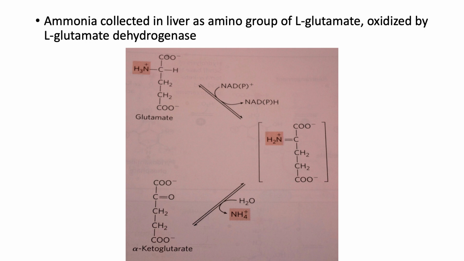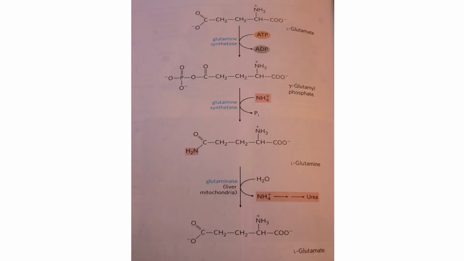The ammonia is collected in the liver as the amino group of L-glutamate. This is oxidized by L-glutamate dehydrogenase, so you get a reduction of NAD, and this forms this enamine link here. This is hydrolyzed, and you get alpha-ketoglutarate and free ammonia. This is another representation of L-glutamate here.